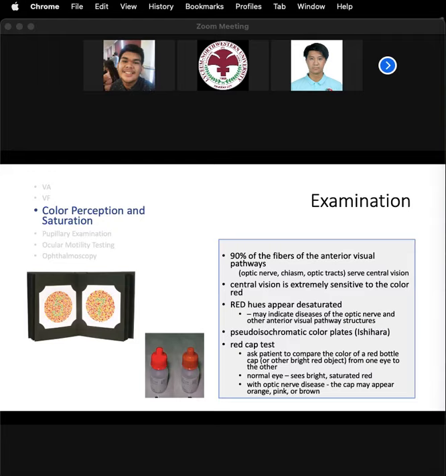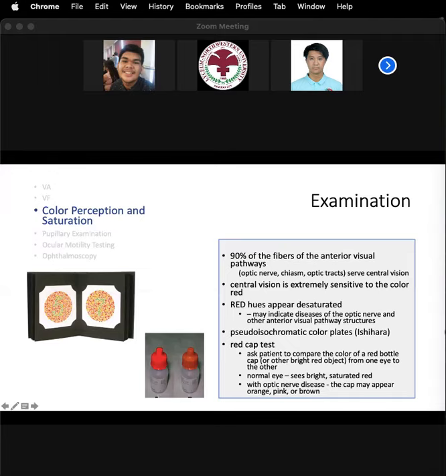The most commonly used test is the pseudo-isochromatic color plates, more commonly known as the Ishihara plates. This will test quantitatively for red and green color deficiency.